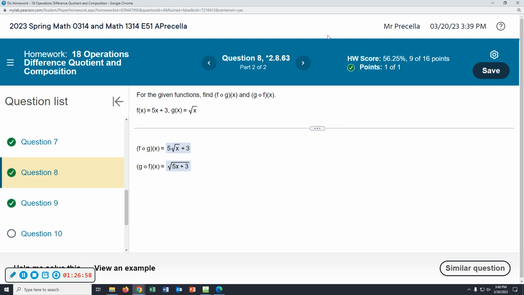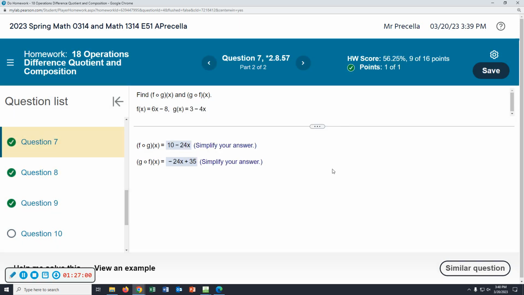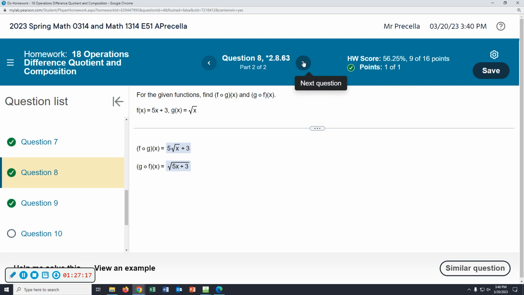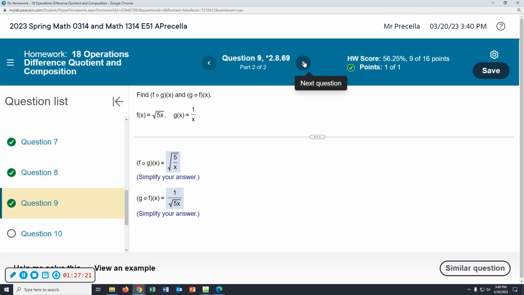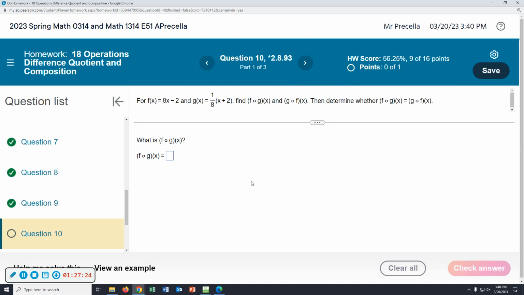Look at number 7 to make sure. Definitely. One of them is 10 minus 24x. The other one is 35 minus 24x. Certainly not equal. Now, sometimes it may be equal, but those functions are a rarity, okay? A divided by B equals B divided by A, I know, that is 5 divided by 5. Same thing with subtraction. 5 minus 5 equals 5 minus 5. But usually they're not. Okay, so number 10.